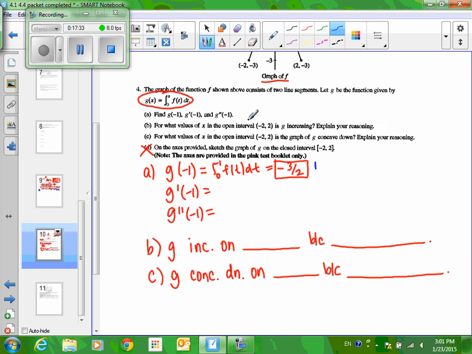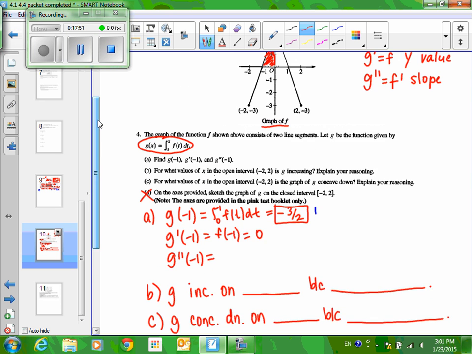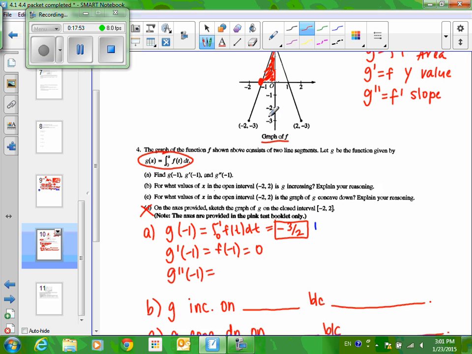What if it was going backwards and below the x-axis? What do you think would happen then? It would be positive again. Good. All right, what about g prime of -1? So f of -1, which was 0, as you should have been looking at the y value right there.